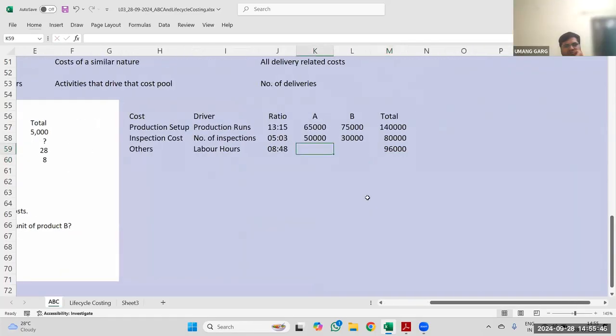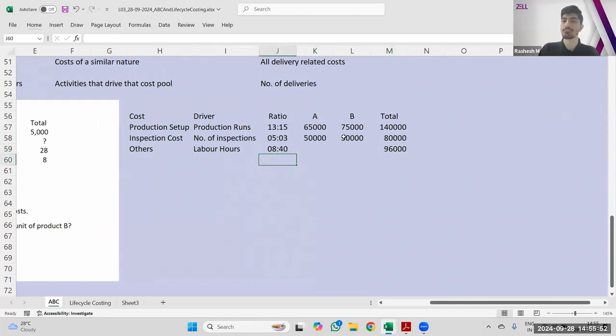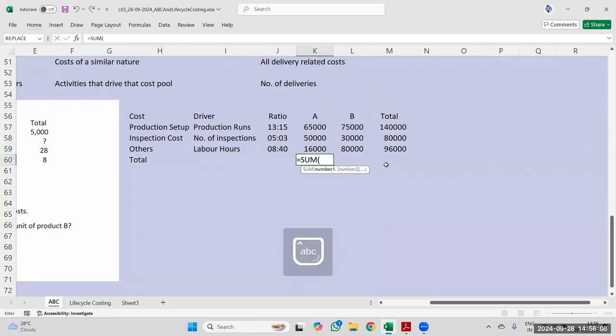Again, one more ratio. It should be 8 is to 40. Perfect, my bad. So all I need to do is allocate this 96,000 into 8 by 48 and 96,000 into 40 by 48. So my total cost for A is 1,31,000.